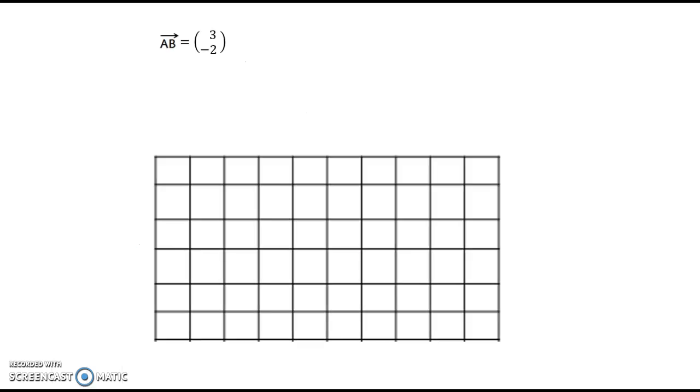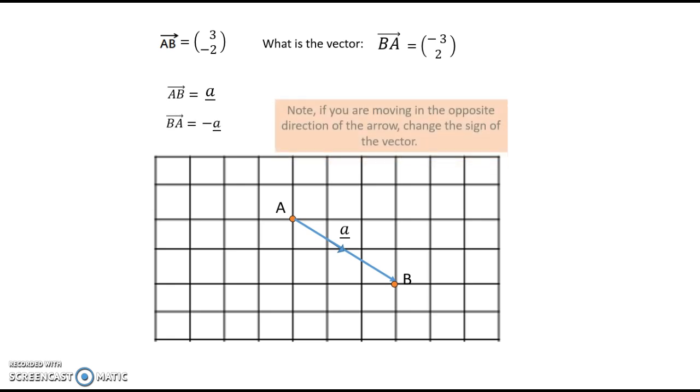So if AB is (3, -2), starting from A, going 3 to the right and 2 downwards, you go to B. The question is, what is the vector BA? BA means now you start from B going to A, and that will be (-3, 2). Thus we see that if we call AB to be the vector a, then BA is parallel to AB, but moving in the opposite direction. So we're going to call this to be -a.